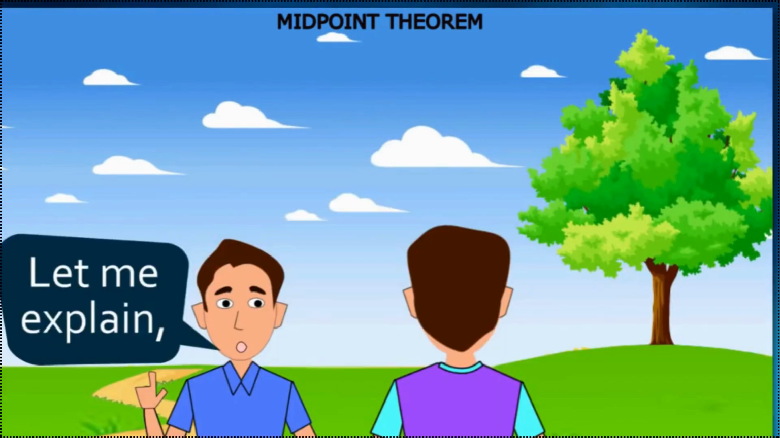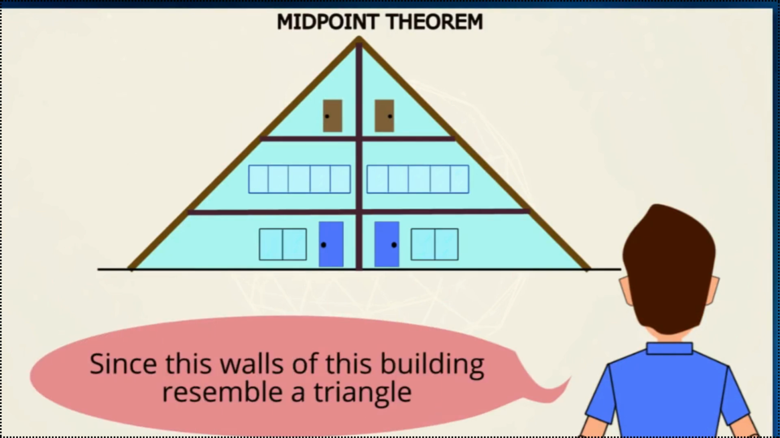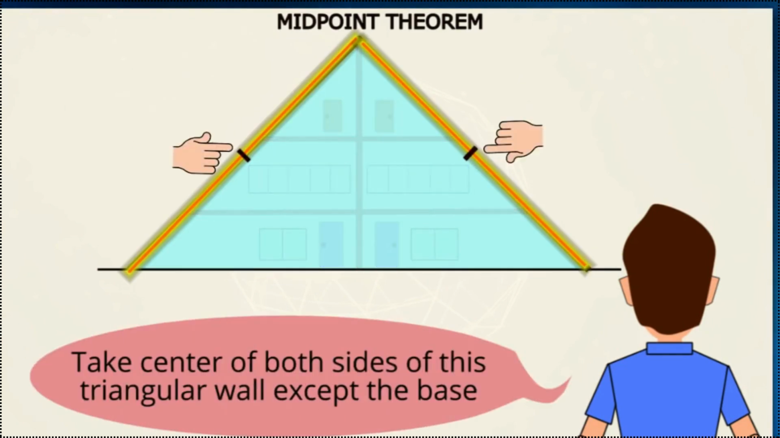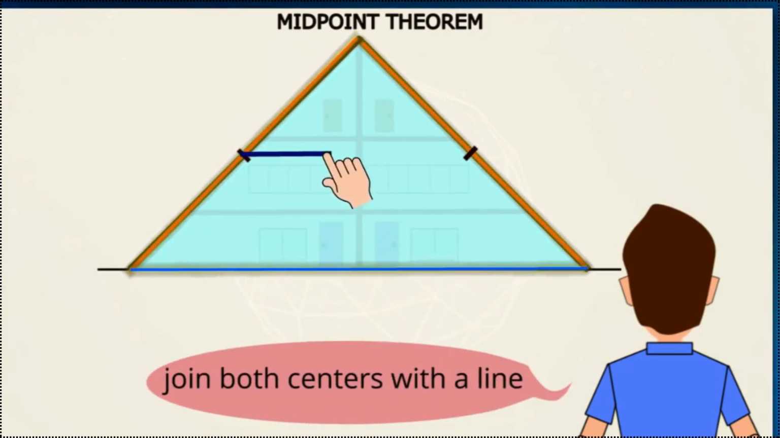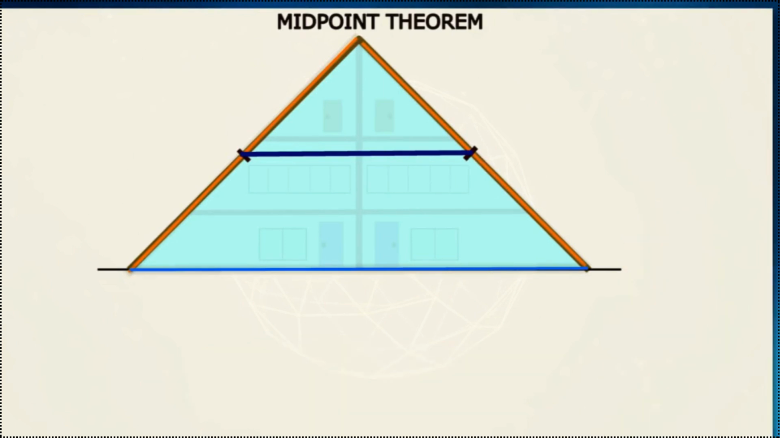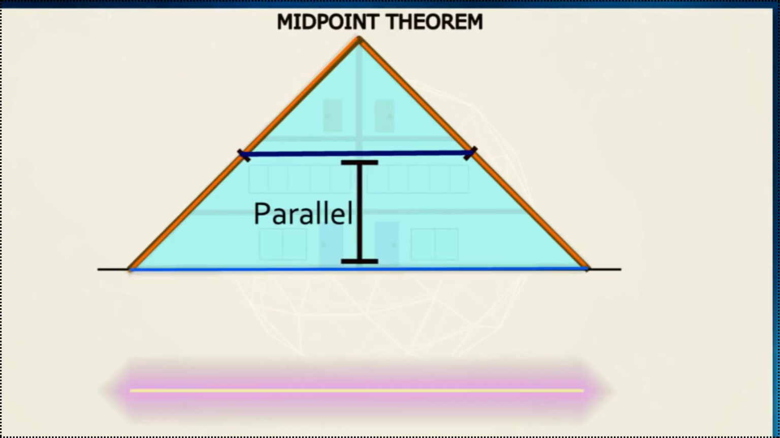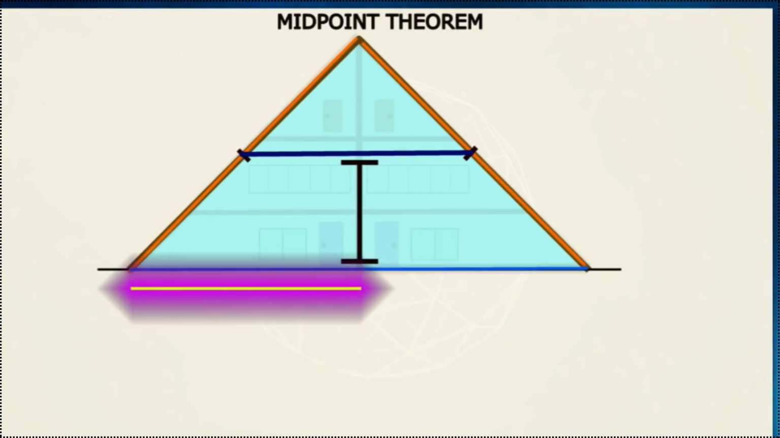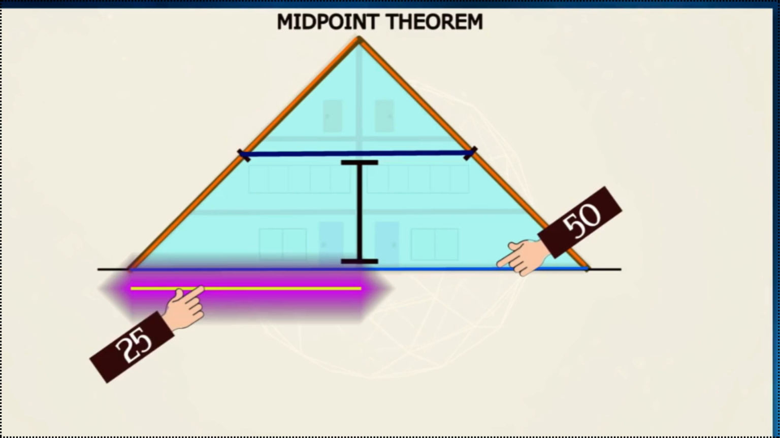How? Let me explain. Since these walls of the building resemble a triangle, first of all, we shall take the center of both the sides of this triangular wall except the base, and then join both the centers with a line. And Jack, this line is exactly at the center of this building, and also we can consider it to be parallel to the base of the building. And about the length of the light string, it will be half of the base of the building. It means if the base measures 50 meters, then the length of the lighting will be 25 meters.